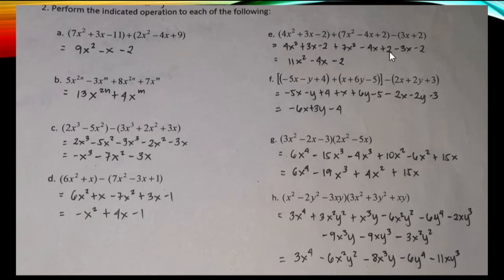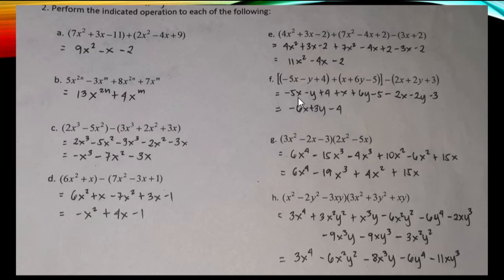But with the plus 2, that becomes negative 2. Next, the quantity negative 5x minus y plus 4, plus x plus 6y minus 5, then we have minus 2x plus 2y plus 3. Since this one is in parentheses, distribute the minus. So, minus 2x minus 2y minus 3.